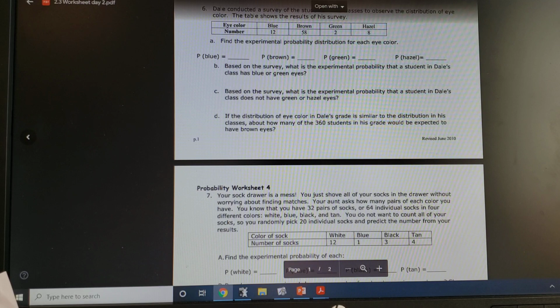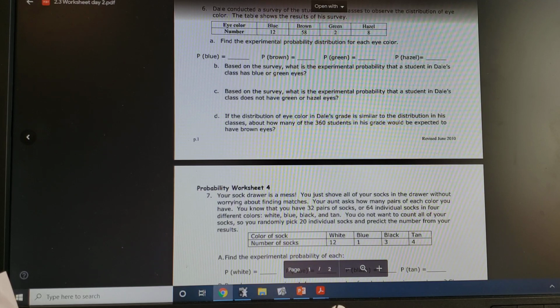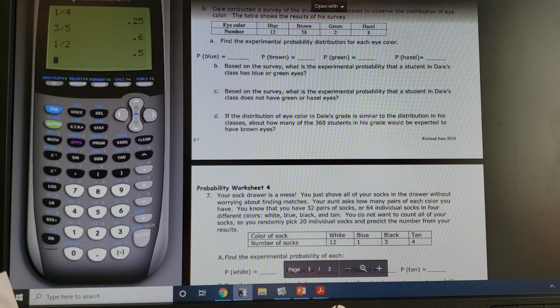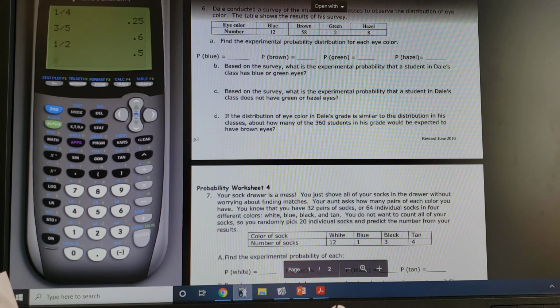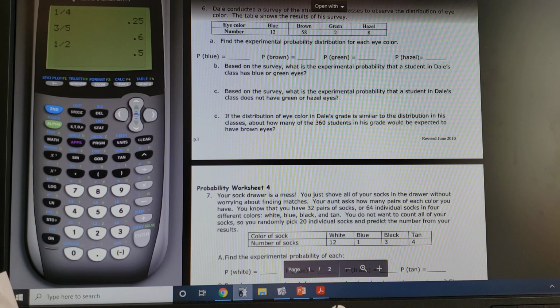Alright. So Dale conducted a survey with the students in his class to observe the distribution of eye color. The table shows the results of the survey. So his students had blue eyes, brown eyes, green eyes, and hazel eyes. 12 of them had blue eyes. 58, wow, had brown eyes. 2 had green eyes. 8 had hazel eyes.